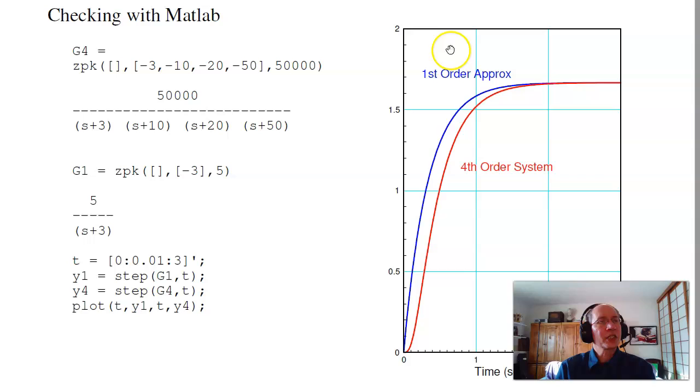If I look at the actual fourth order system versus the first order systems, you can see they behave almost the same. Same settling time, same overshoot, same shape. There's a little bit of extra delay. Those poles that I ignored cause the extra delay in the system. But pretty much the first order system behaves almost the same. The dominant pole really dictates how the system is going to behave.